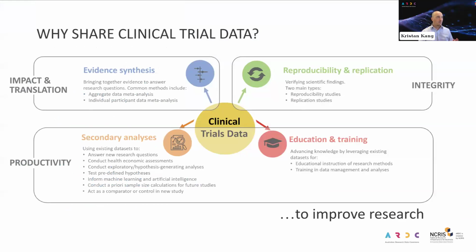So quickly, why are we focused on sharing clinical trials data? There are three broad points that I want to make here. One is that by sharing clinical trials data, you can actually improve the science and the research that you're doing. We've just released a guide around this about the kinds of secondary research that you can do. Broadly speaking, you're talking about ensuring integrity of clinical trials, improving the impact and translation of trials using evidence synthesis, meta-analyses, and so on. But you can also improve the productivity of research by allowing new, secondary research projects to be done, by supporting those collaborations, and so on.